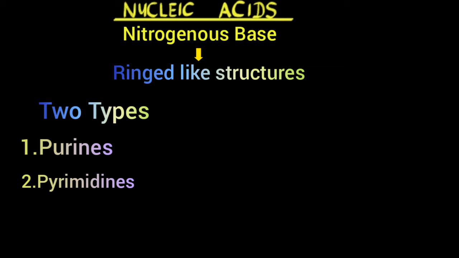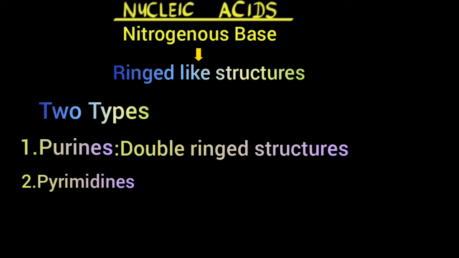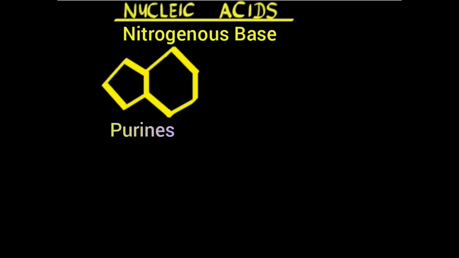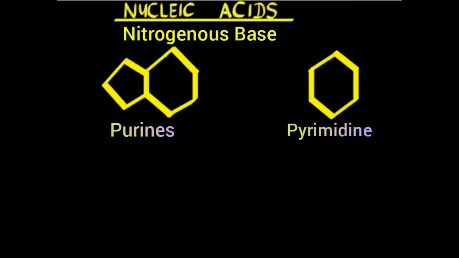The purines are double-ringed structures, while the pyrimidines are single-ringed structures. This right here would be a good example of the double rings of the purines. And the pyrimidines are single-ringed structures. This right here would be a good example of the structure of the pyrimidine.